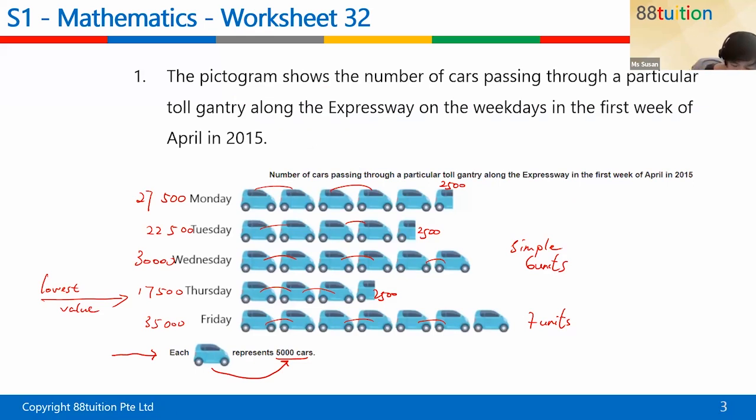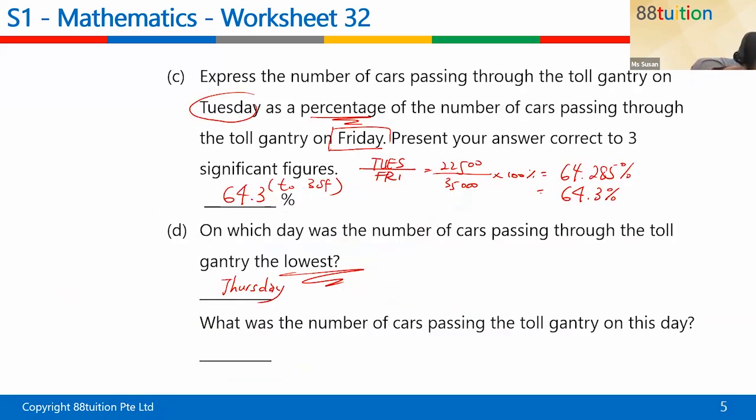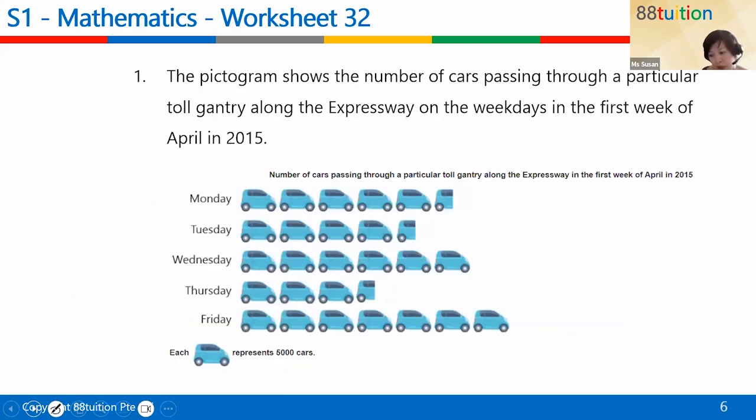17,500. Next question. What was the number of cars passing through on this Thursday? You will have 15,000 plus 2,500. That one is 17,500. Okay, so this one is the easier one among all the questions. All right, so this is the answer.